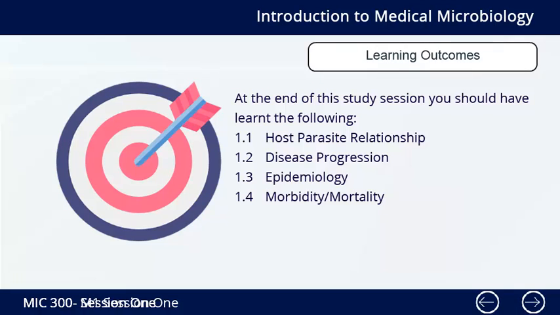Learning outcomes for study session 1. At the end of this study session, you should have learned the following: firstly, host-parasite relationship. Secondly, disease progression. Thirdly, epidemiology. Then lastly, morbidity or mortality.